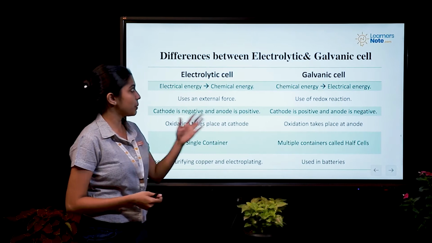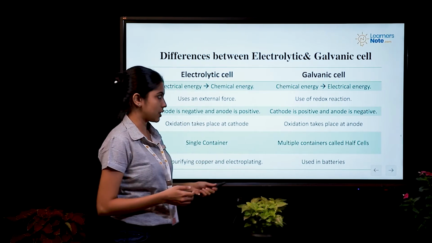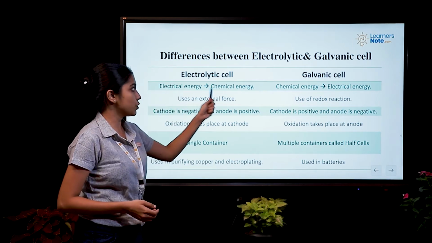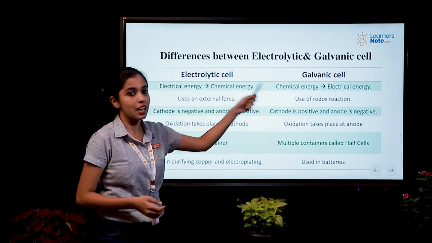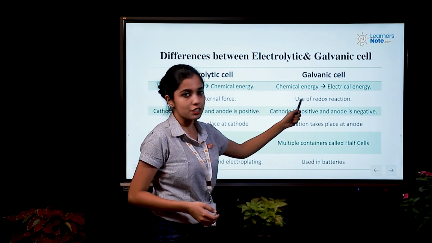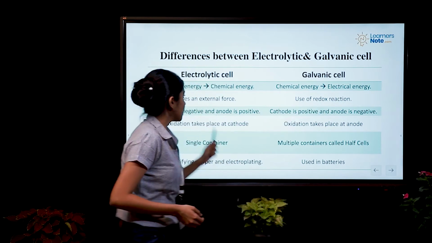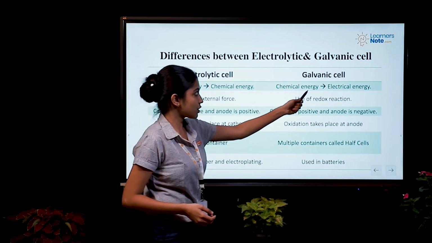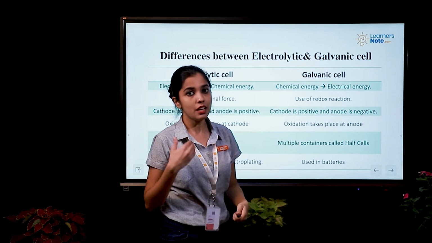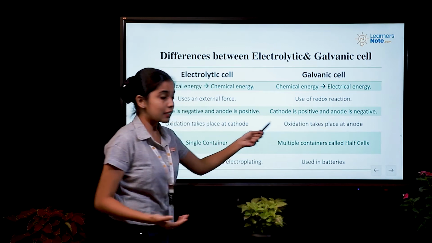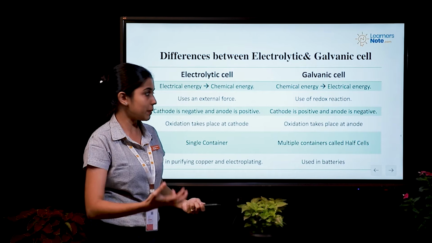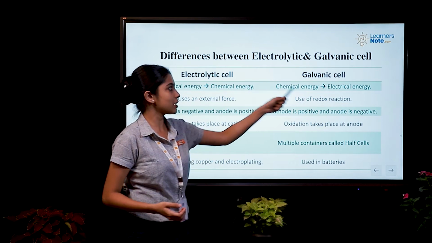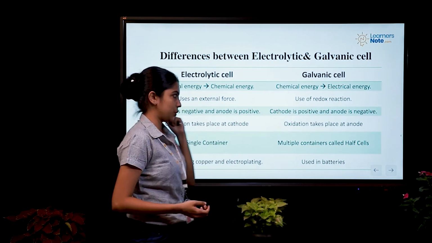Now let us see the basic differences between electrolytic cell and galvanic cell. Like I said, in an electrolytic cell you have a conversion of electrical energy to chemical energy, whereas in a galvanic cell the exact opposite is taking place. You have chemical energy that is converted to electrical energy. So here you are supplying electrical energy, that means there is an external force, whereas in the case of a galvanic cell you have a redox reaction which is the chemical energy that you are supplying. The reaction can be spontaneous or you can make the reaction spontaneous, you can give extra energy but not electrical energy. But when there is a chemical reaction you have electrical energy produced.